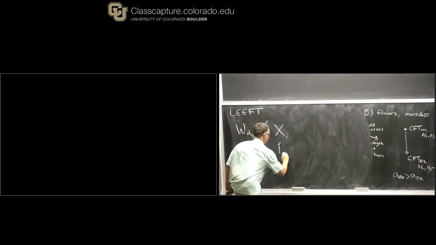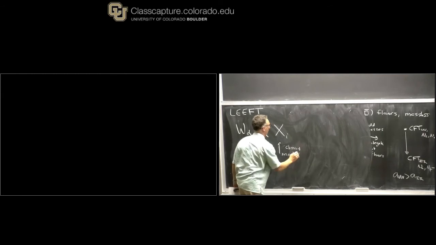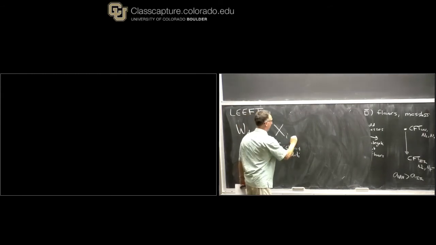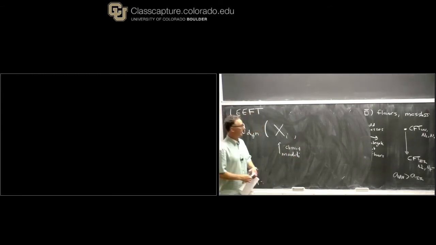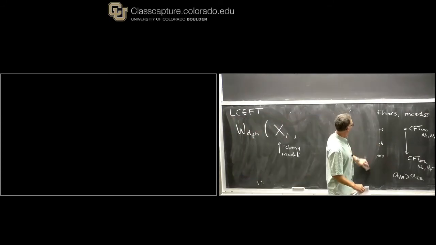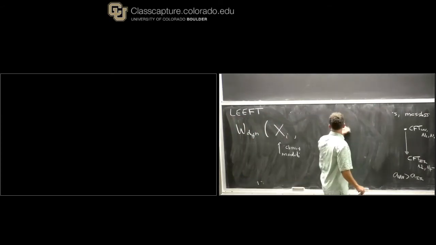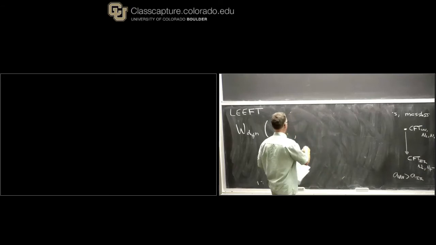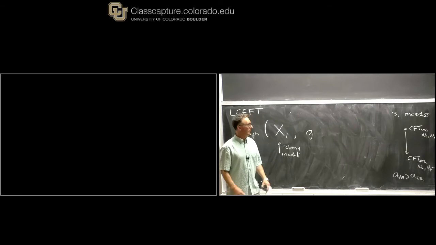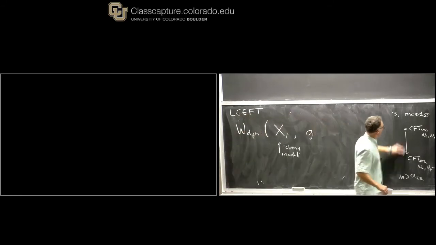And so this dynamically generated superpotential will be a function of these moduli fields X. So these are the classical moduli. And then it can also depend on various coupling constants in our theory. So let's call the coupling constants some G. So these are some coupling constants that we might have.